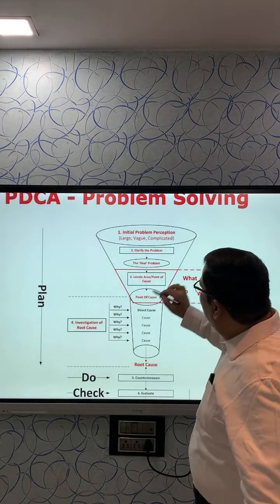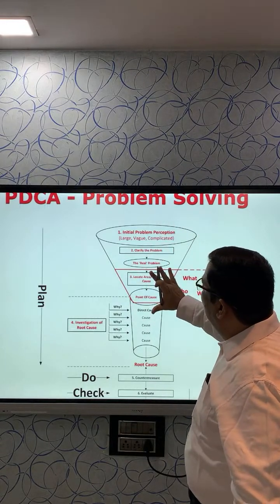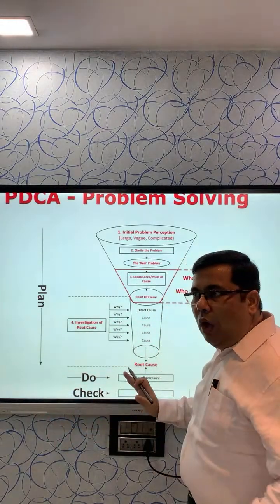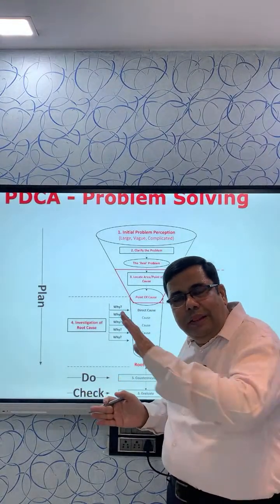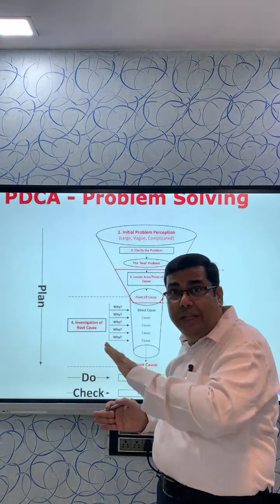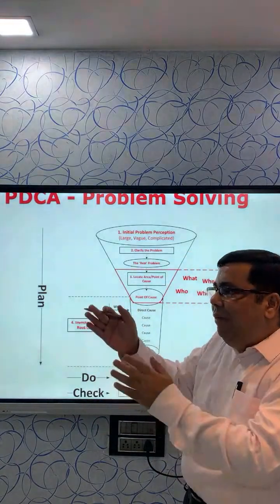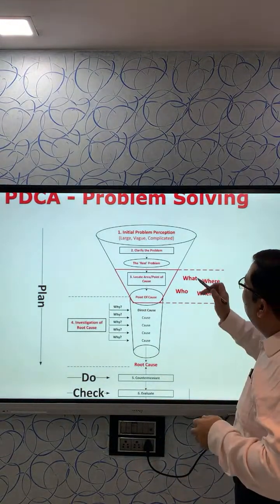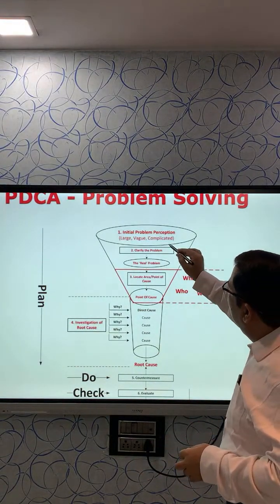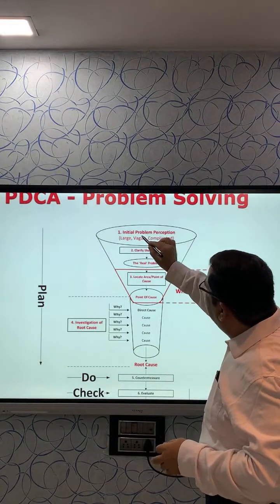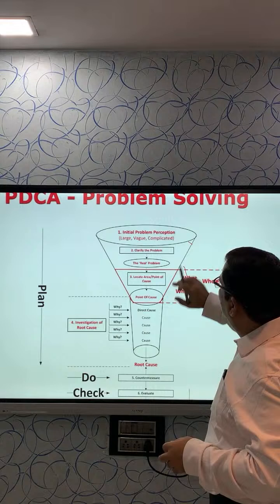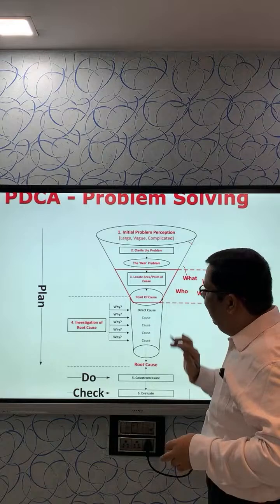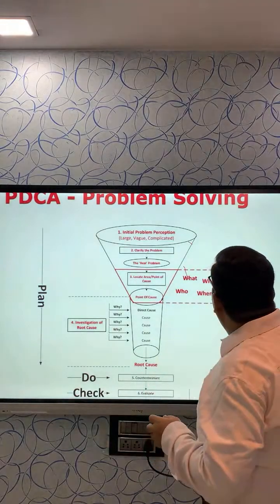Now here, this is the funnel shape you can see. Forget about plan, do, check, action first of all. I am now focusing on how we need to do the investigation with respect to root cause analysis, and at that time I will explain about the PDCA. Here you can see three stages: initial problem perception, clarify the problem and the real problem, and then locate the area point. It means you have to narrow down what happened.